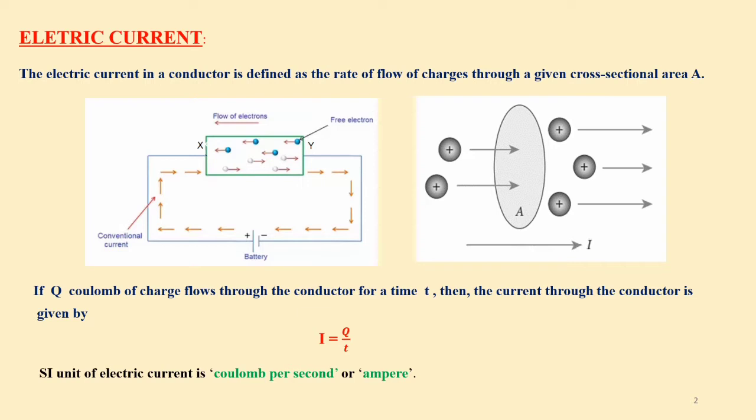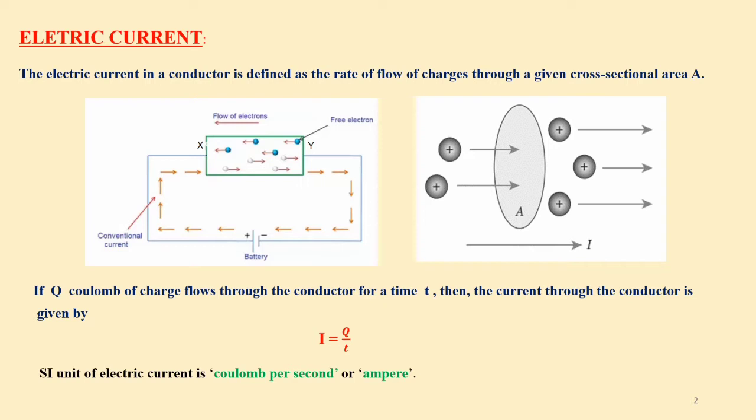We have shown that positive charges are flowing perpendicular to the cross-sectional area A in a time t. This constitutes a conventional current capital I from the left end of the conductor to the right end. But actually the current flow is due to the free electrons which are flowing from the lower potential to the higher potential. Now below the diagram.